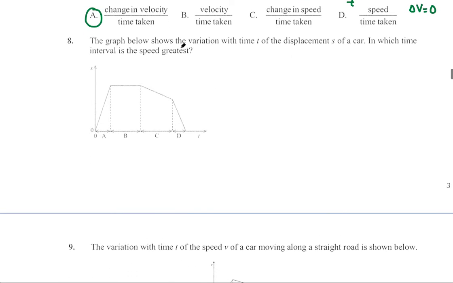Okay, so in this scenario, we're given the displacement of a car, for which the IB uses the symbol S. The AP uses X, or better yet, delta X, a change in position. And then we want to know in which time interval the speed is greatest. So basically what I want to look at is in what time interval the slope is the steepest.